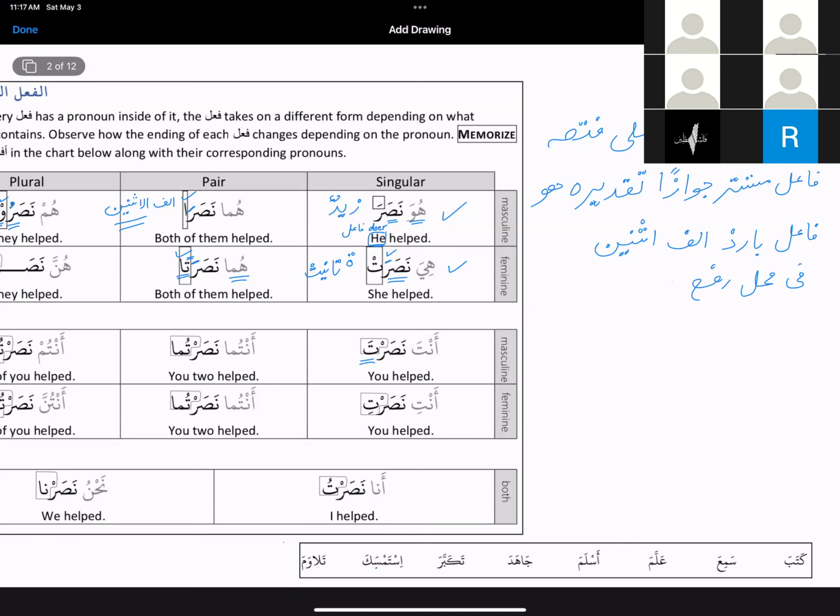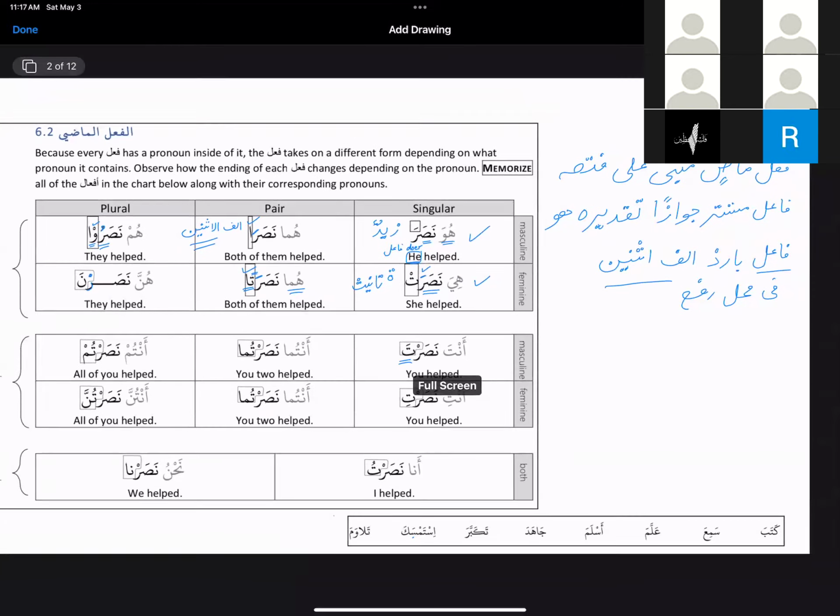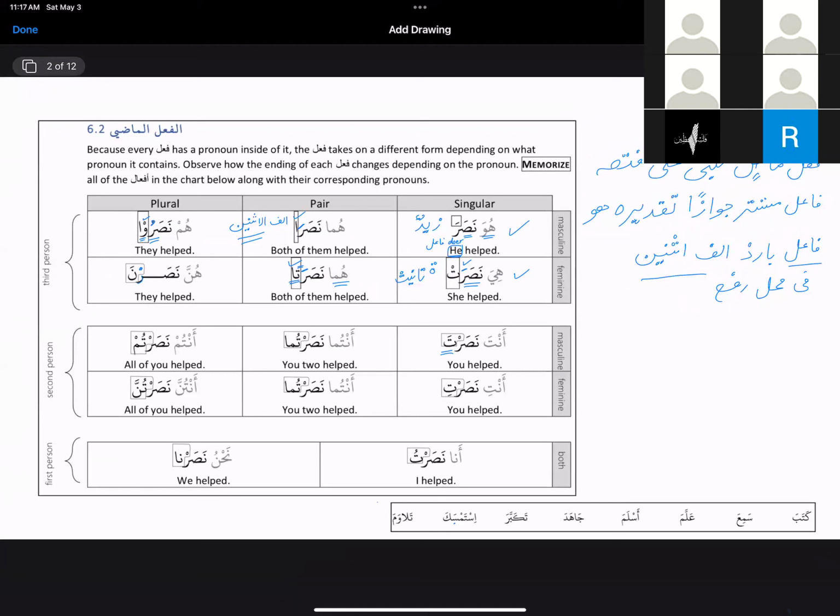Because all these fa'il are supposed to be rafa, right? Rafa, yeah. So you can say fi mahalli rafa because alif is not showing any sign of it being marfu, right? So we can say fi mahalli rafa. So for you to just remember that this fa'il is alifu isnain. If you remember that much, that's good enough, okay? So do not be overwhelmed by all these big terms. But I need to put them here, okay? So you get familiar with them.